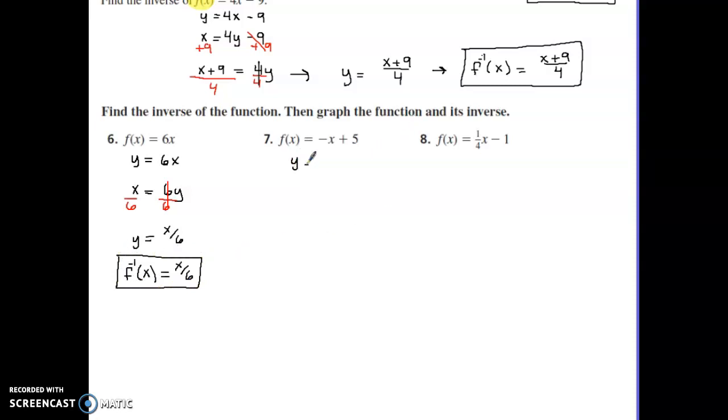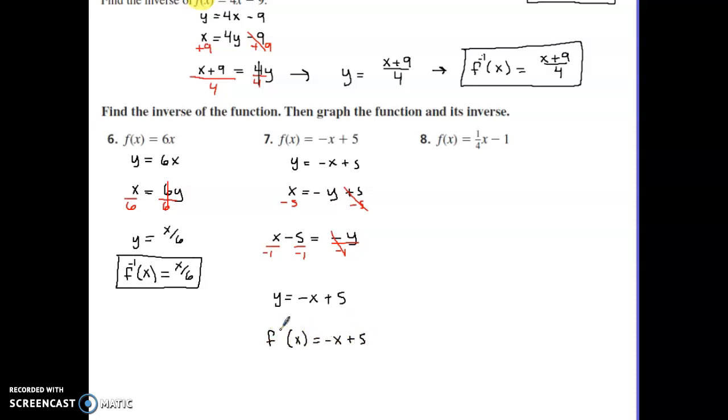Number 7, y equals -x plus 5. Swap your x's and your y's. Solve for y. So x minus 5 is equal to -y. I divide everything by -1, and here I will keep separate fractions. So then I have y is equal to -x plus 5. Go back to your f of x notation. And since this is the inverse, we go ahead and use our inverse notation.